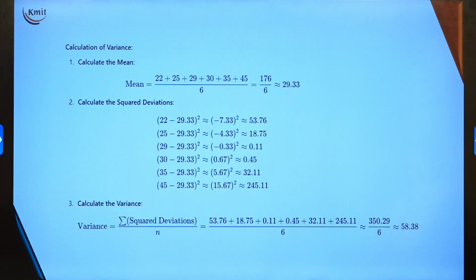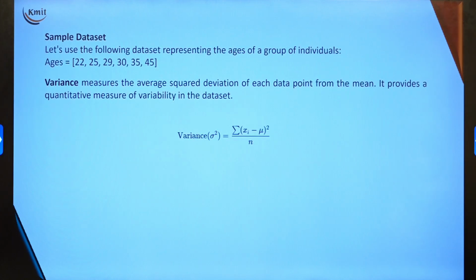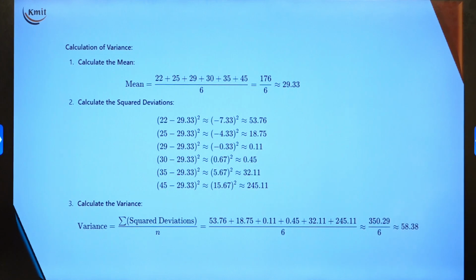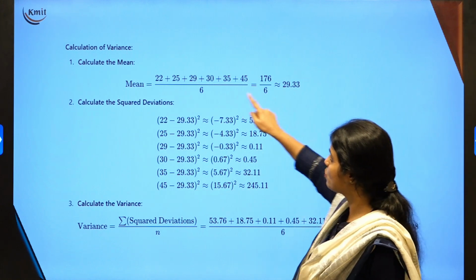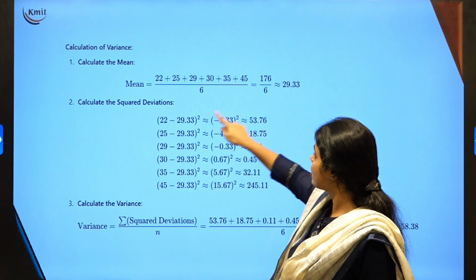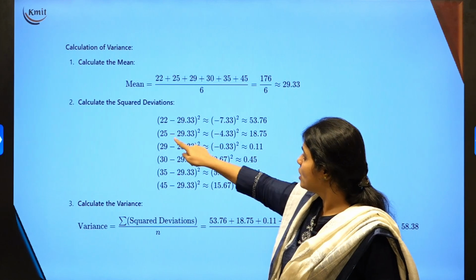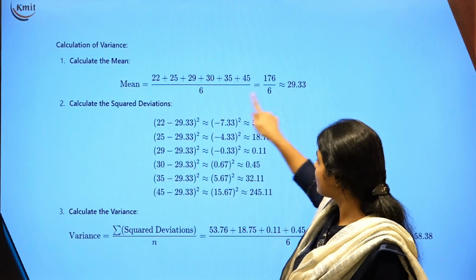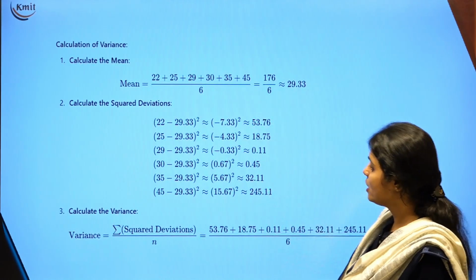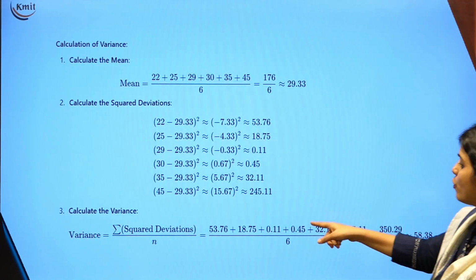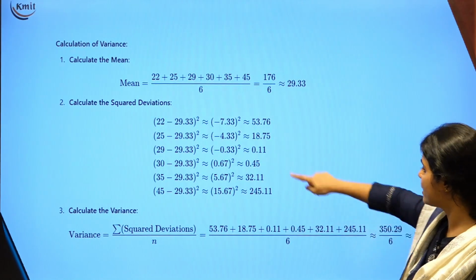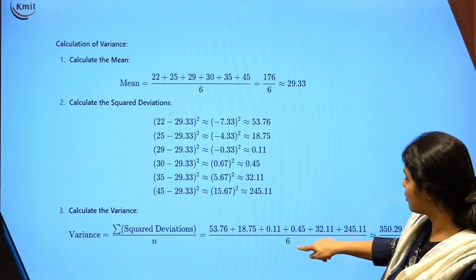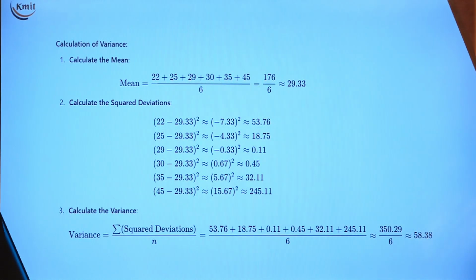First we have to calculate the mean. The mean is nothing but the average of all these values, all the 6 values, and the mean turned out to be 29.33. After we do that, we'll calculate the deviation of each value with respect to the mean. That is, (22 minus 29.33) whole square. This is the value. Then the second data point minus mean, third data point minus mean, fourth minus mean, fifth and sixth minus mean. To calculate the variance, I'll take the summation of all the squared deviations divided by the total number of samples, which is 58.38.